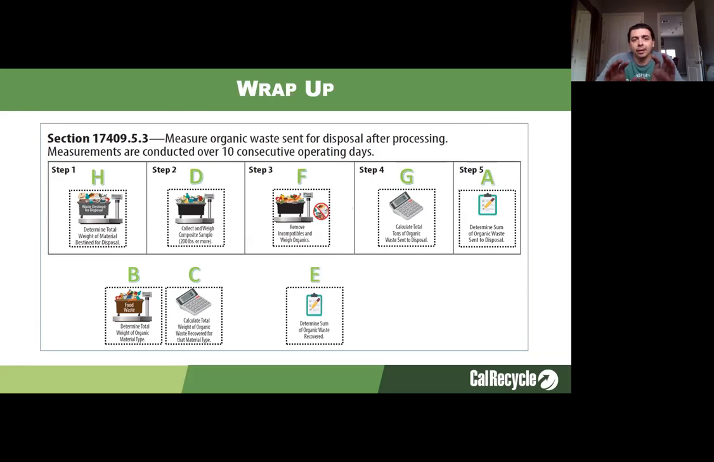So in this case, you're looking at H, D, F, G, and A as the correct answer. You're determining the total weight of material destined for disposal. You take your sample of 200 pounds, you remove incompatibles and weigh the sample again. And then again, keywords, you're calculating the total tons of waste sent to disposal and determining the sum of organic waste sent to disposal. So looking at the 23 responses, it looks like 17 of you got that right. So great job.